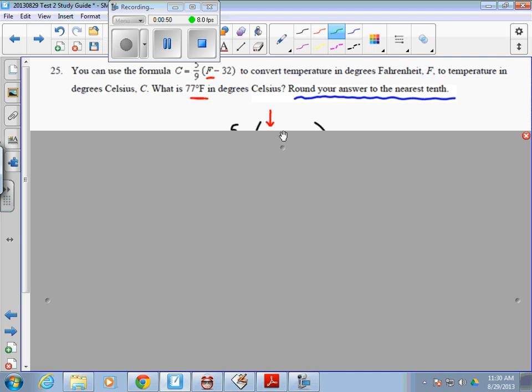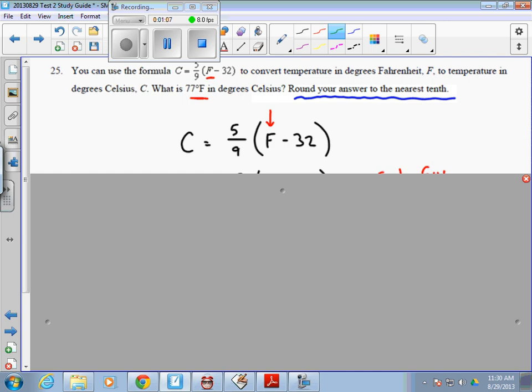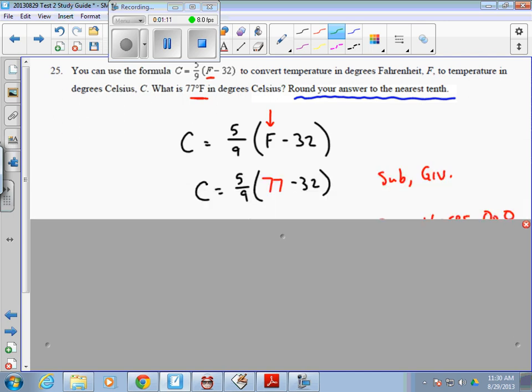25 says you can use the formula C equals 5 over 9 times F minus 32 to convert temperature in degrees Fahrenheit F to temperature in degrees Celsius C. What is 77 degrees Fahrenheit in degrees Celsius? So in place of F, we're going to substitute in 77 degrees Fahrenheit. That's substituting in given values.